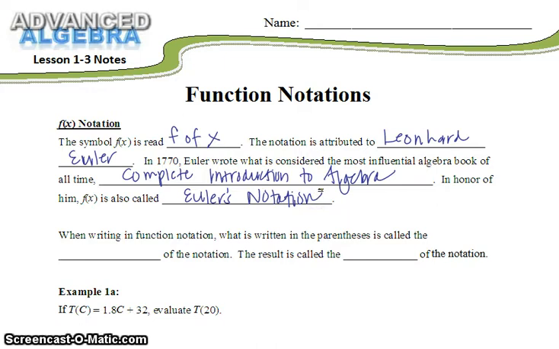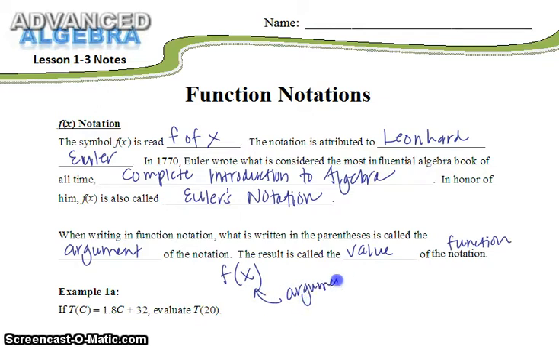When writing in function notation, what is written in the parentheses is called the argument of the notation. The result is called the value of the notation, or the value of the function. So if you have f of x, what's inside the parentheses, that x, would be the argument. It's the name for it. And the result, when you figure this all out, would be called the value. And we'll do an example so you can see that.